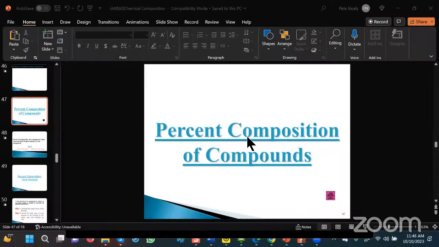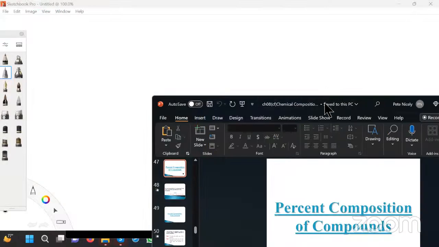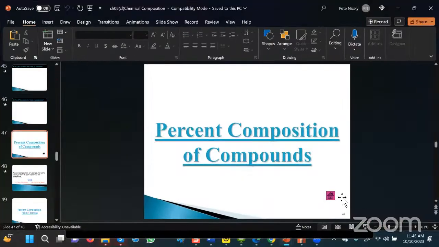Okay, let me proceed. Let me go back to sharing my screen to talk about what this chapter is really about. And that has to do with this whole concept of percent composition of compounds. And straightforwardly, it's rather simple. Basically, when we're talking about the percent composition of a compound, we're talking about the percentage of each element present by mass in the compound.